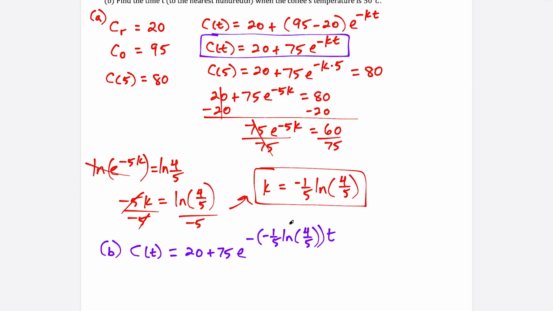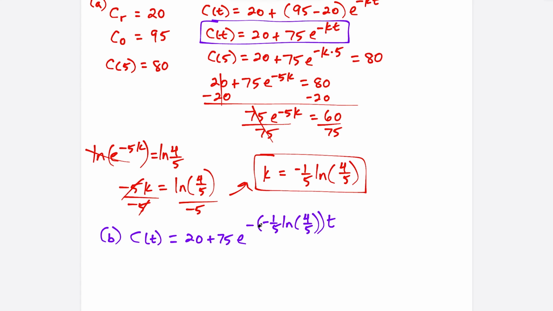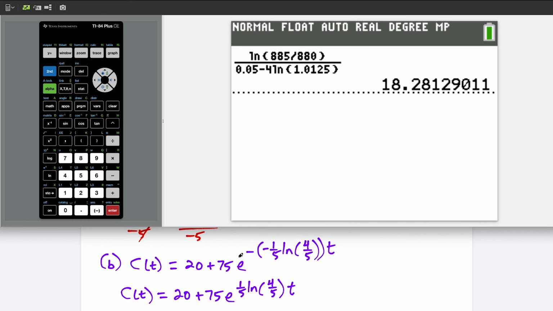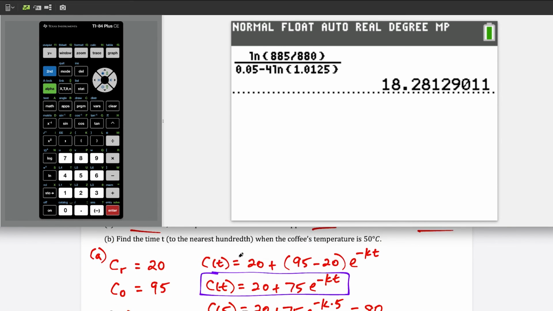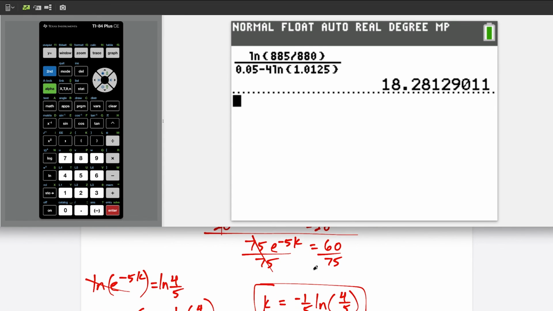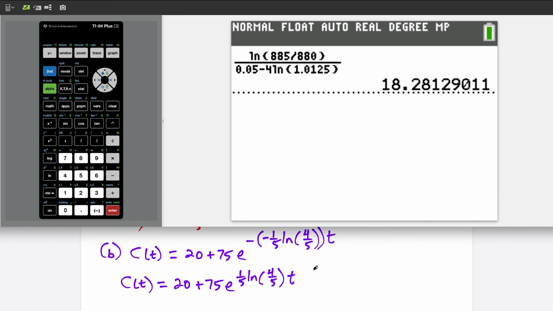So I'll simplify this a little bit because we have a negative times a negative, which is a positive. So I'm just going to rewrite c of t a little bit more simplified. We have c of t is equal to 20 plus 75 times e to the positive 1/5 natural log of 4/5, and then all of this times t. Now remember, our goal here was to find when the temperature of the coffee goes to 50 degrees Celsius. We weren't told to do this question algebraically, so I'm going to use technology for this one.